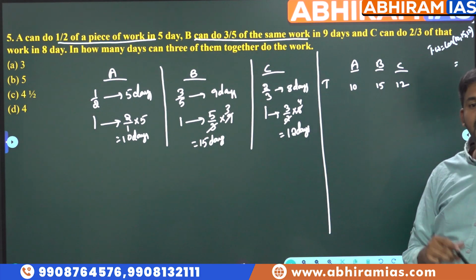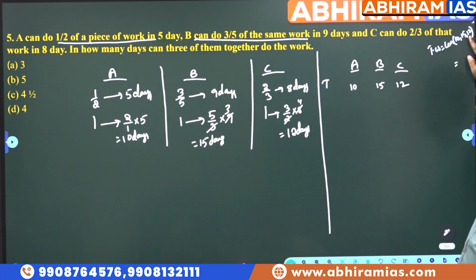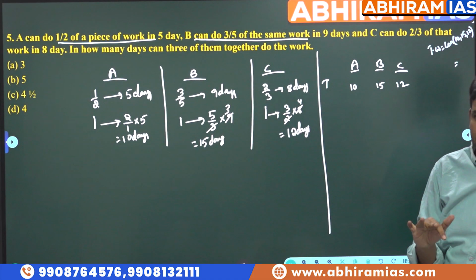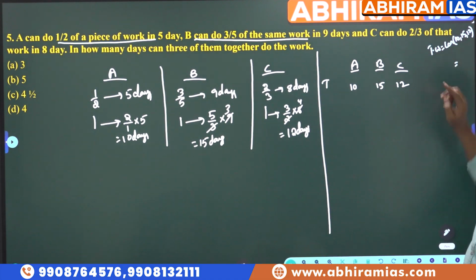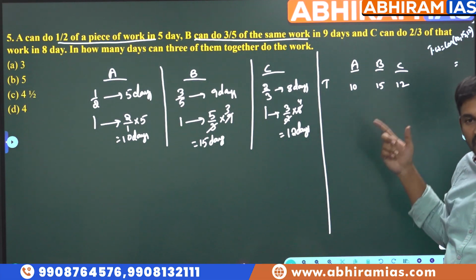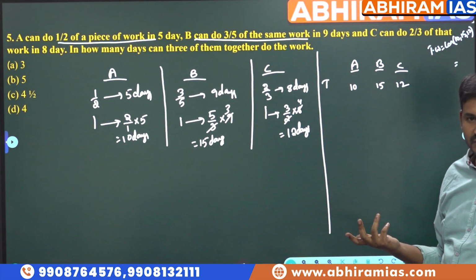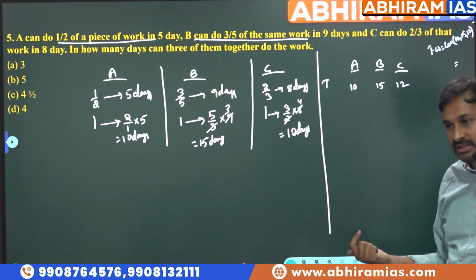60. Take the highest number. What is the highest number here? 15. Is 15 divisible by 10 and 12? No. The next multiple of 15 is 30. 30 is divisible by 10 and 12. Sorry, it is divisible by 10, but it is not divisible by 12. The next multiple of 15 is 45. It is not divisible by either of these two. The next multiple is 60.